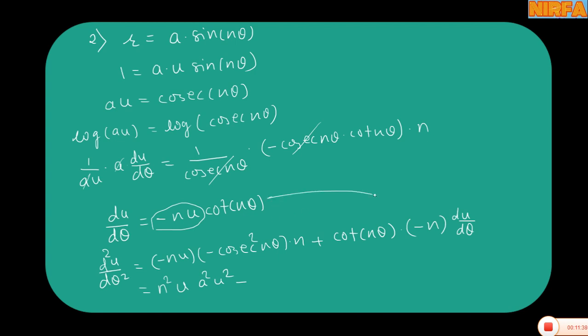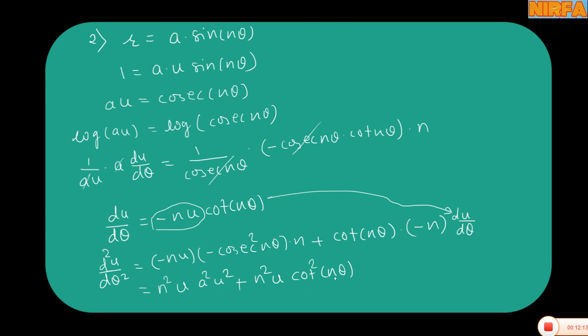Now we put du by d theta here, so you will get minus minus plus n square u, and again you are getting cot square n theta. Now I hope that we can take common n square u from this. And cot square n theta we can write as cosec square n theta minus 1.